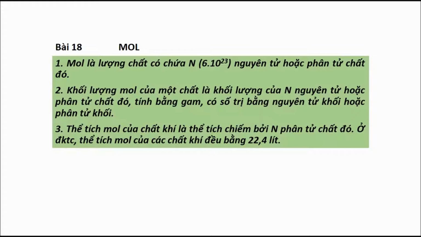1. A mole is the unit amount of a substance containing N, 6 times 10 to the power of 23, atoms or molecules of the substance. 2. The molar mass of a substance is the mass of N atoms or molecules of the substance, measured in grams, the same in numerical value as the atomic mass or molecular mass. 3. The molar volume of a gas is the volume occupied by N molecules of the gas. At STP, molar volume of any gas is 22.4 liters.